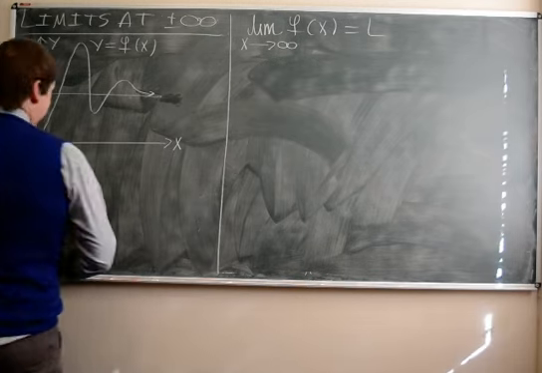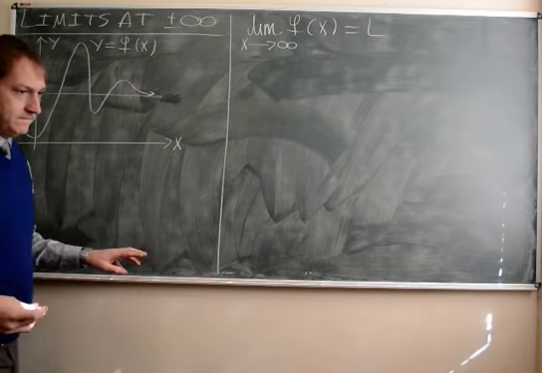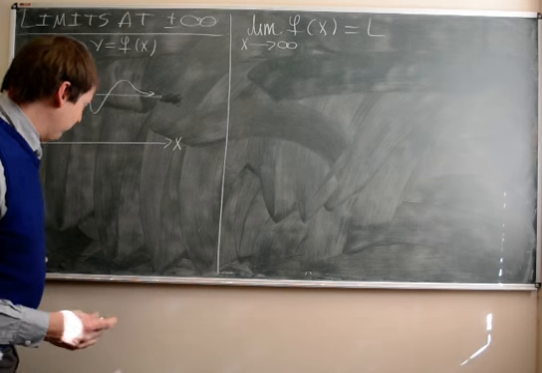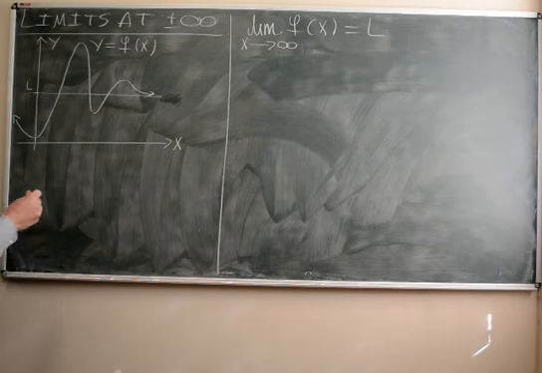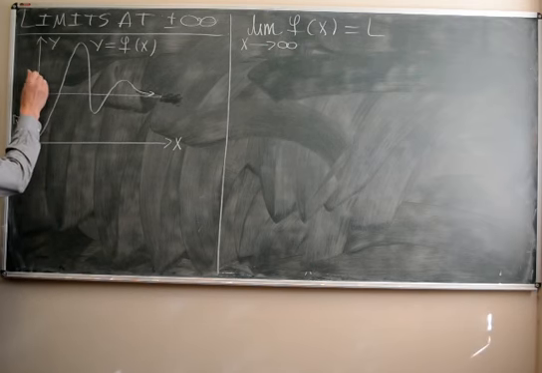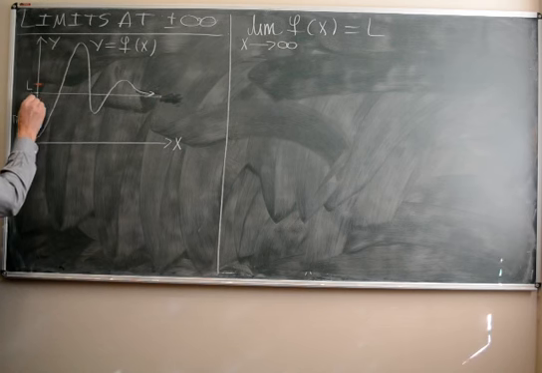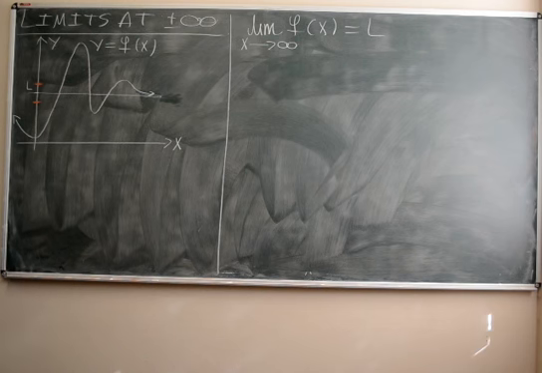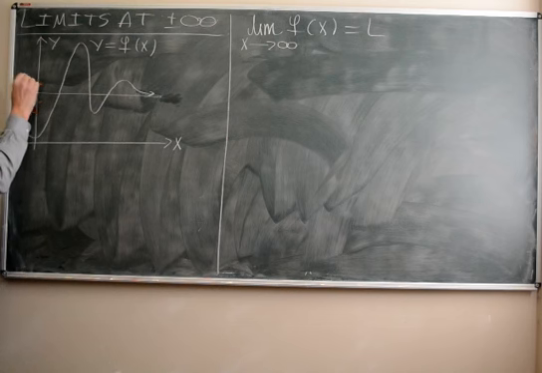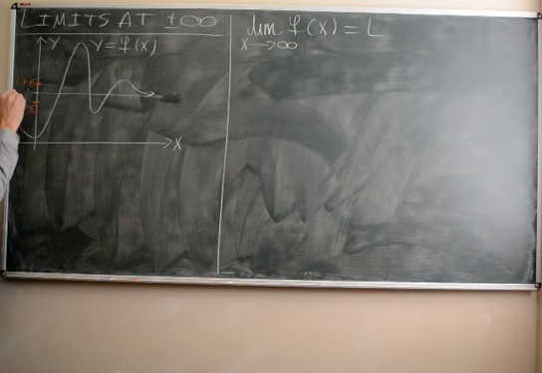Let's see. If we look at the graph I've drawn here, we want f to be close to L. Just as for other kinds of limits, we look at a small interval around L, say from L minus epsilon to L plus epsilon, and there sits L in the middle. And we would like the values of f to be inside this interval.